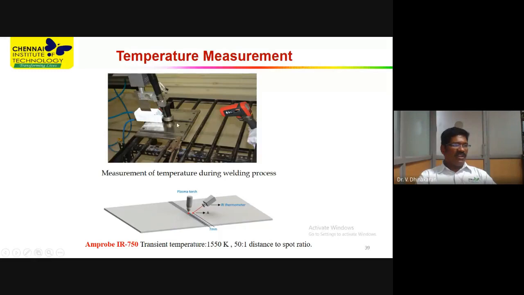During welding, you cannot measure the temperature at the weld pool, because it will be very high. So what we have done is chosen a point around 6 centimeters from the center of the weld pool, and we have used an IR thermometer to measure the temperature.